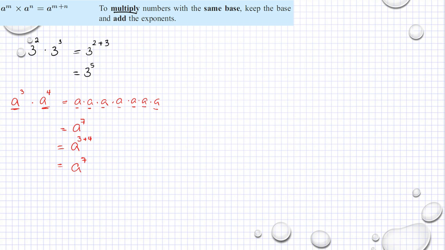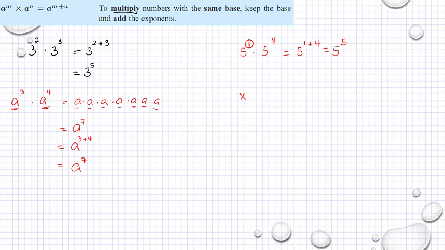Let's look at another example. If we have 5 raised to 1 multiplied by 5 raised to 4. If there is no exponent, as you can see, then it is always 1. So we have 5 raised to 1 plus 4. Then we have 5 raised to 5.